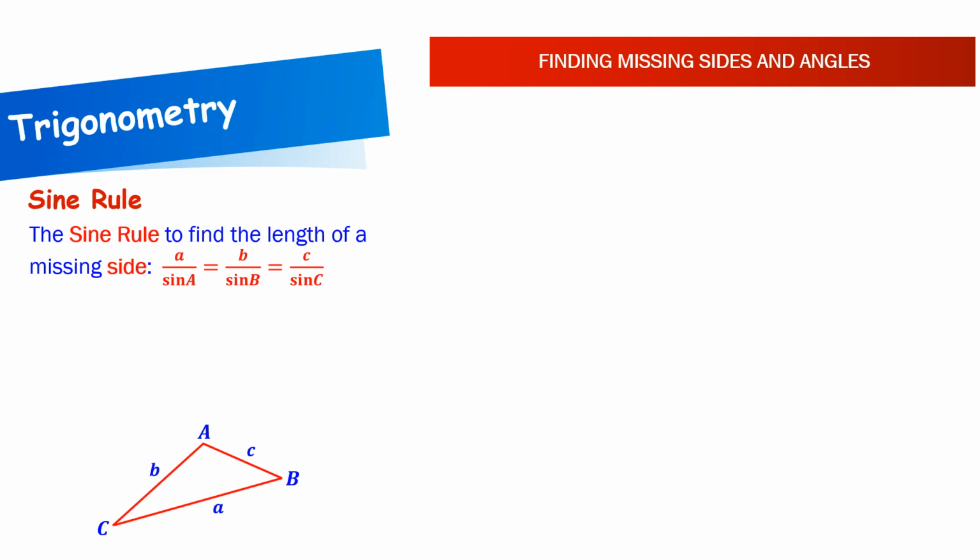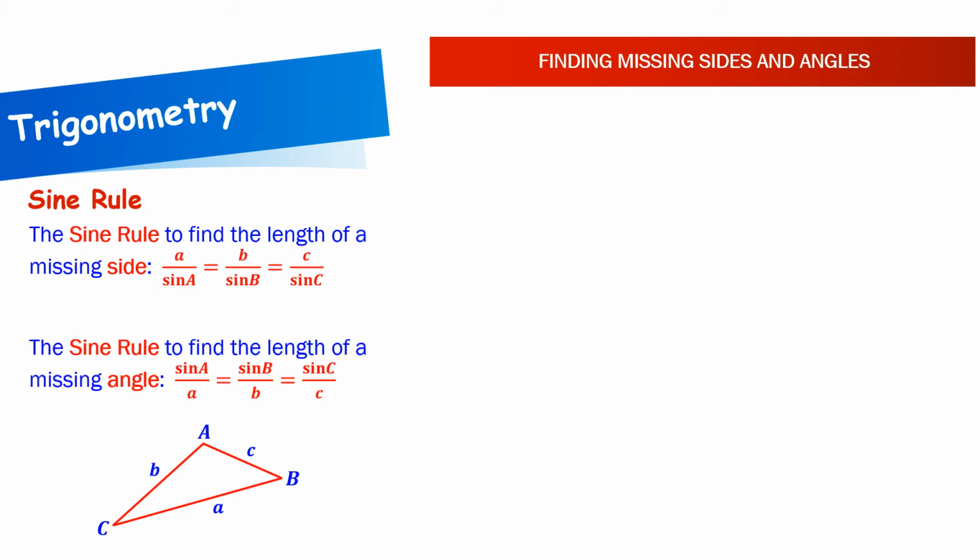The sine rule can be used to find the length of a missing side. The formula is a over sine A equals b over sine B equals c over sine C in the diagram shown. If we wish to find the size of a missing angle, it's more convenient to use the formula upside down, so to speak. Sine A over a equals sine B over b equals sine C over c.